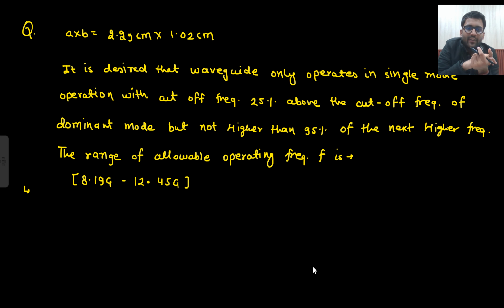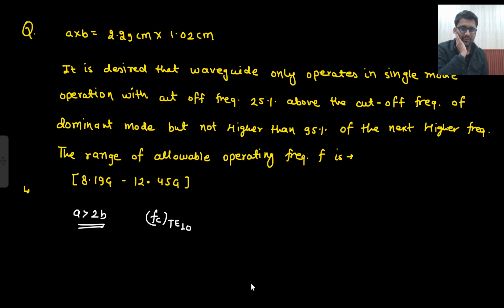It is desired that the waveguide only operates in single mode with cutoff frequency 25% above the cutoff frequency of the dominant mode, but not higher than 95% of the next higher frequency, the allowable range. So here what you can see, A is greater than 2B. First thing I can see is that A is greater than 2B. So here certainly TE10 will have the lowest cutoff frequency. If A is greater than 2B, then whose cutoff frequency will be lesser? TE20 will be lesser and TE01 will be more.